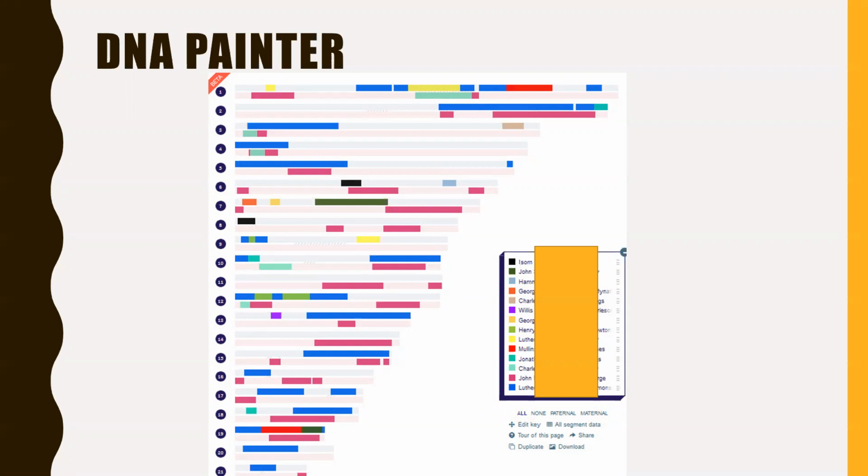So part of DNA Painter is mapping people to your DNA, your chromosomes that are listed. But the other part of it is figuring out mom's side versus dad's side. And then the other part of that is finding other matches that tie you back to the same set of ancestors.